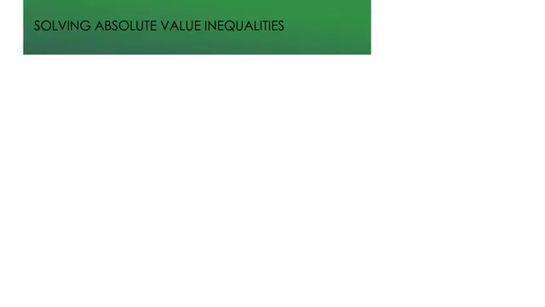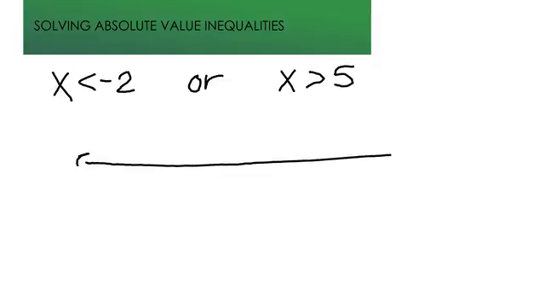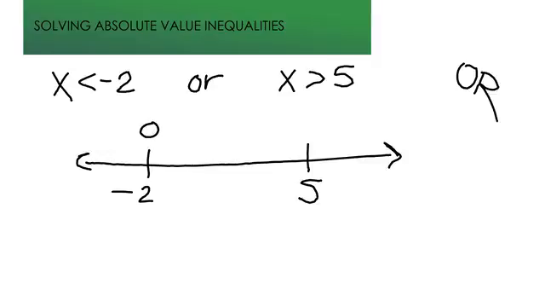Let's do where x is less than -2 or x is greater than 5. So this time we are doing an or, and the x values can be less than -2, or it's okay if they are greater than 5. So they don't have to be true for both. They only have to be true for one or the other.